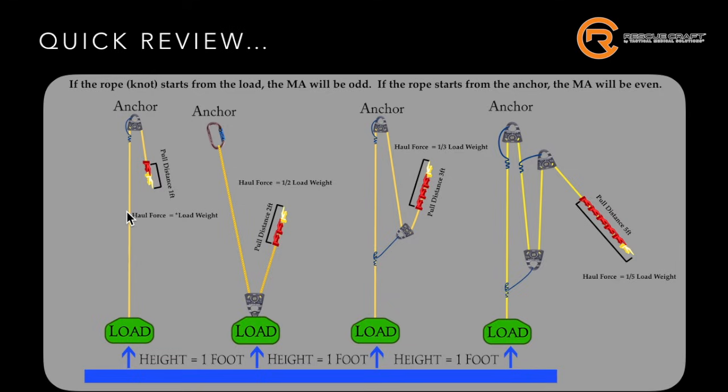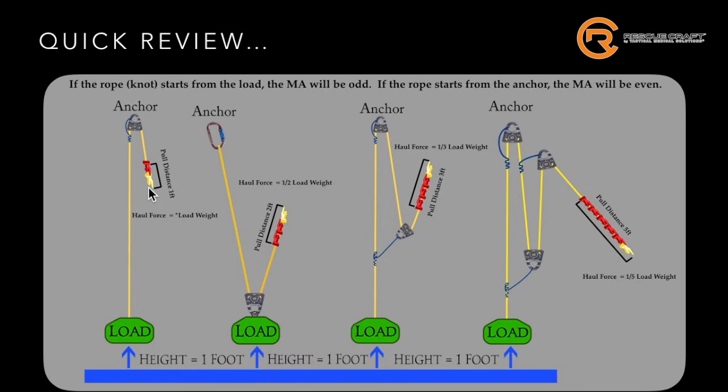So on the far left here, we have a 1-to-1 system. We have the load, the rope starts at the load, comes up through our progressive capture, and then is pulled down. So the direction of force is going to be down. In a 1-to-1, we're not really getting a mechanical advantage. We'll actually learn that we get less than a 1-to-1 when we're looking at efficiencies because of the friction in the pulley.